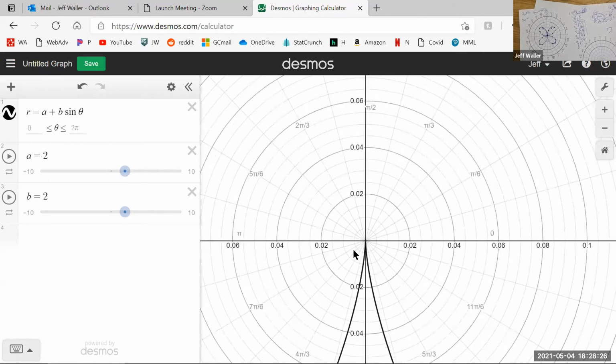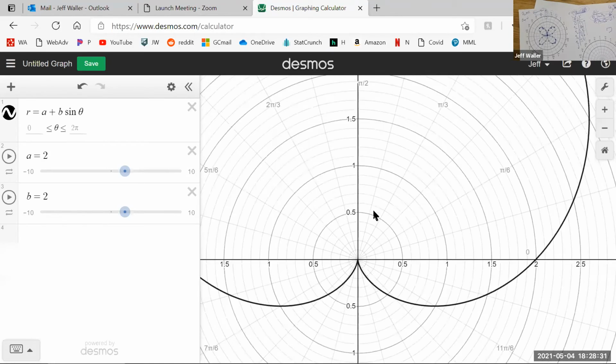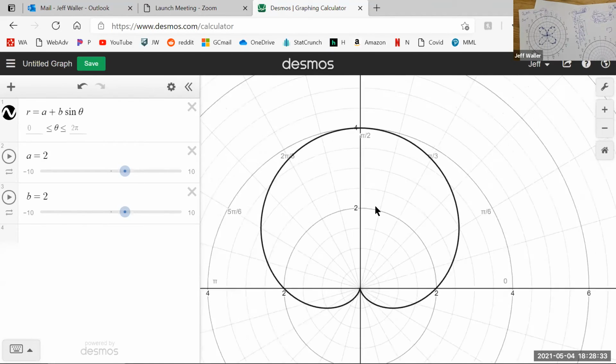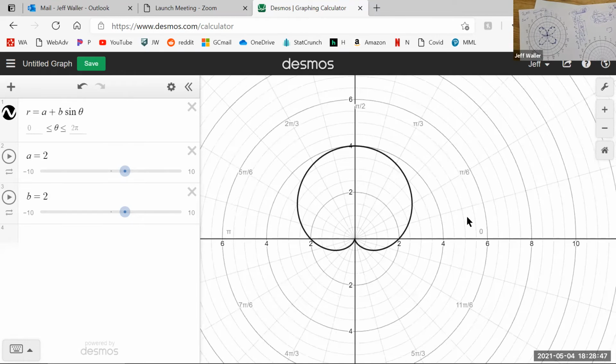Now, the cool thing I want you guys to realize: I love graphing calculators. They're awesome and fun to play with. But this is more powerful because it's much easier to change. What can somebody guess is going to happen if I put a cosine here instead?